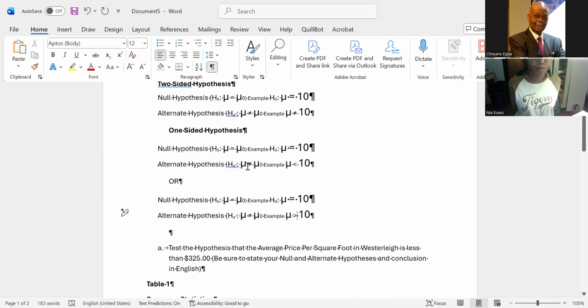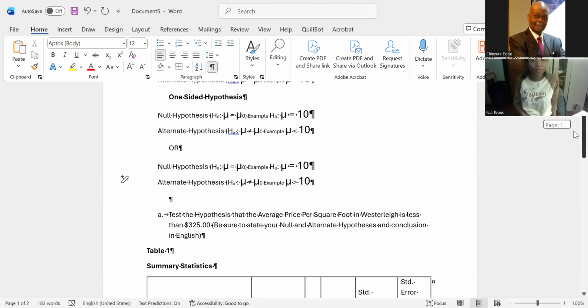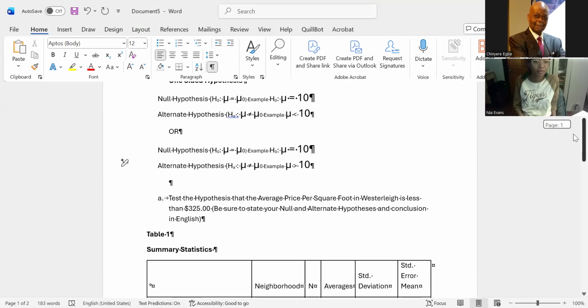And the alternate has the strict inequality sign, which is that mu is less than 10, or you can state it that mu is greater than 10. Now, what will inform or what will make you state the inequality as less or greater than 10?